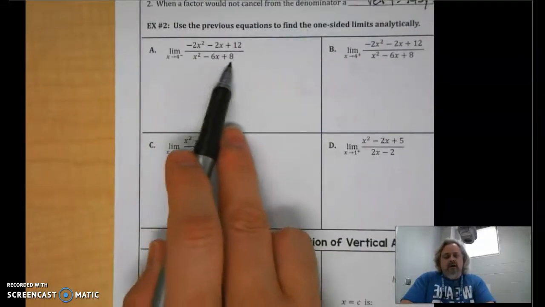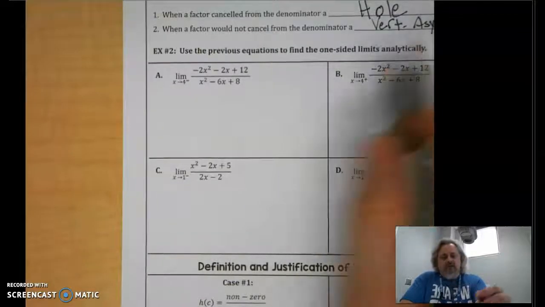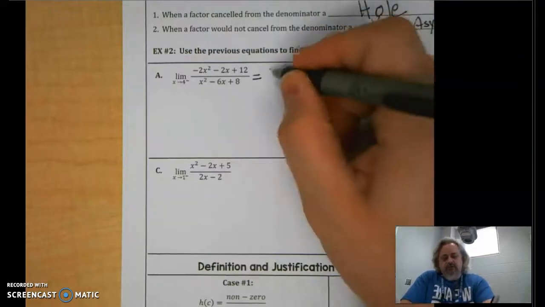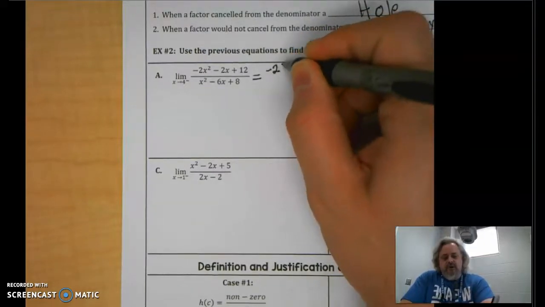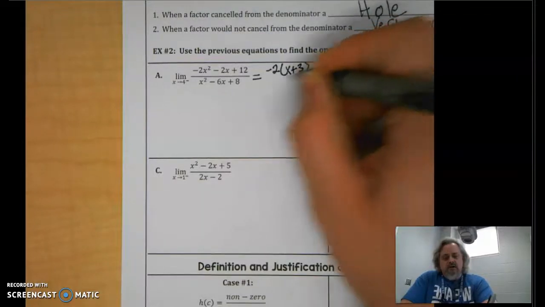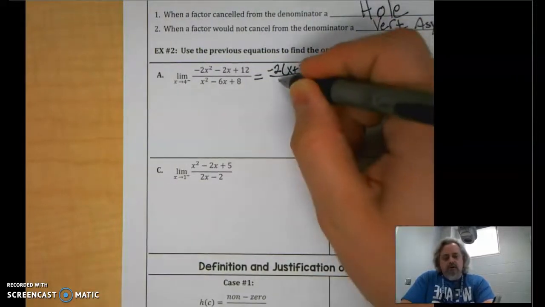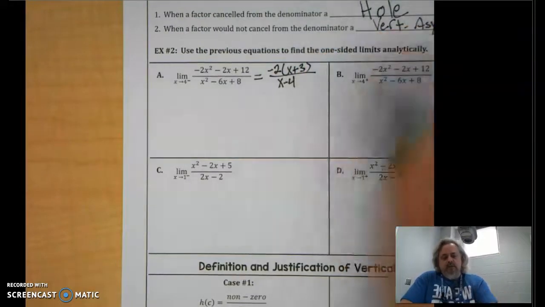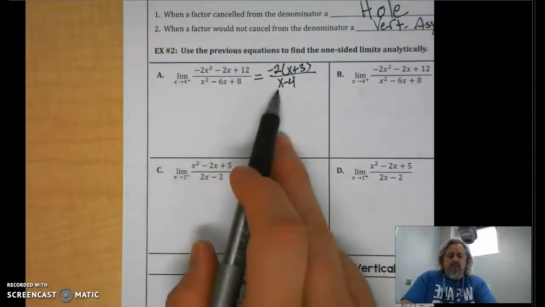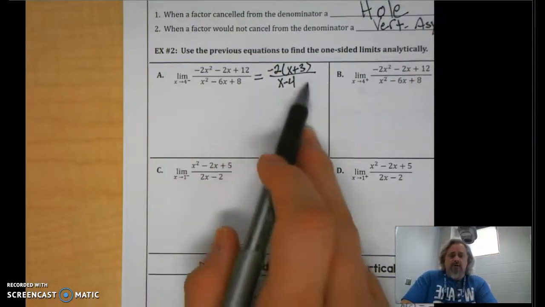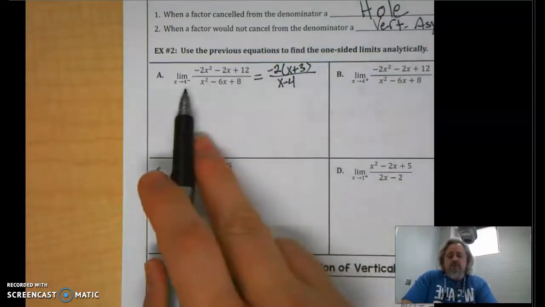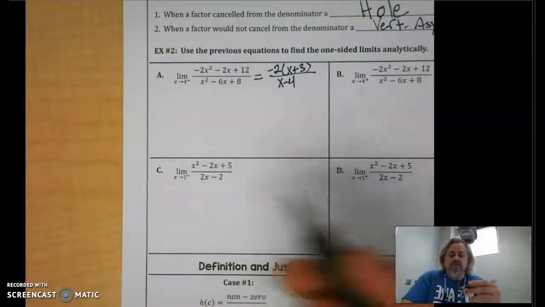I'm going to write out what the simplified expression was, simply because I already have it. I've already factored everything. So this was negative 2 times x plus 3 over x minus 4. Now, of course, we can't do direct substitution with this because clearly if I put a 4 in here, I'm going to get a denominator that has a 0 in it.